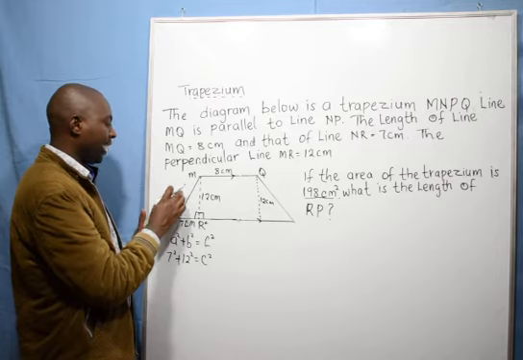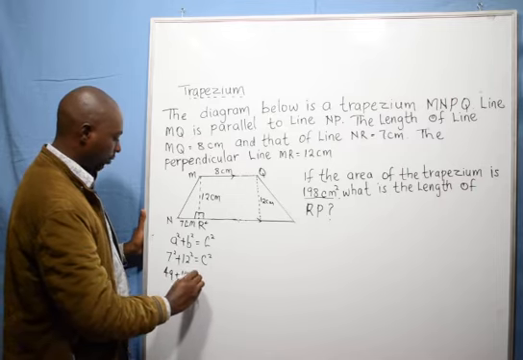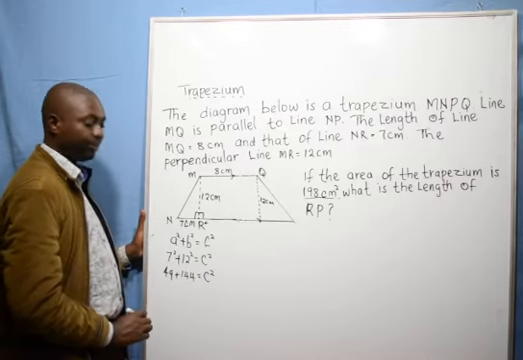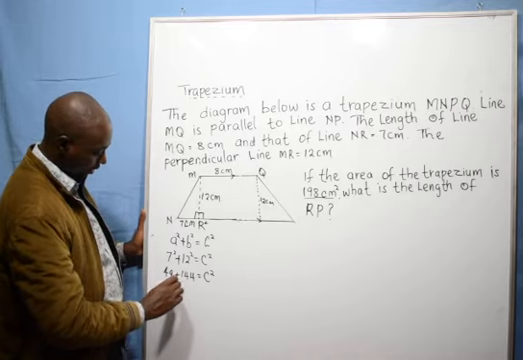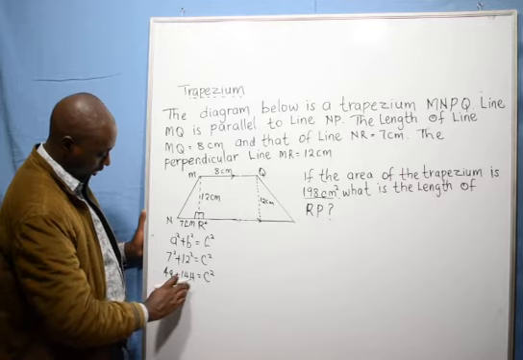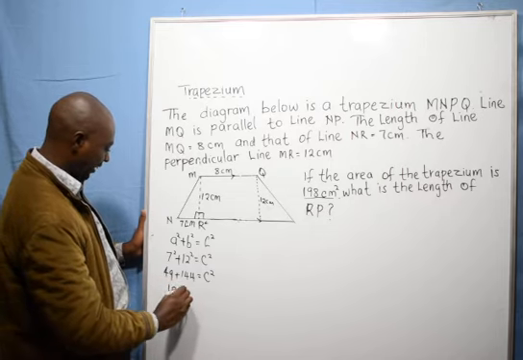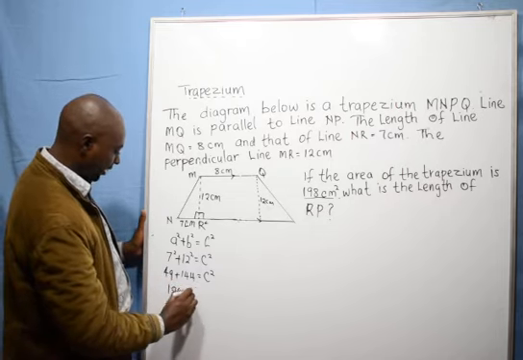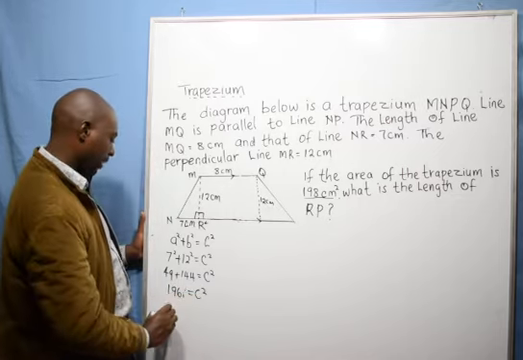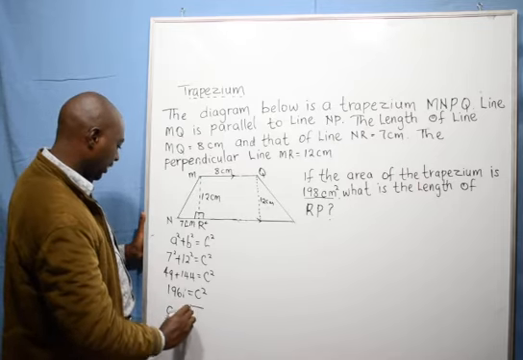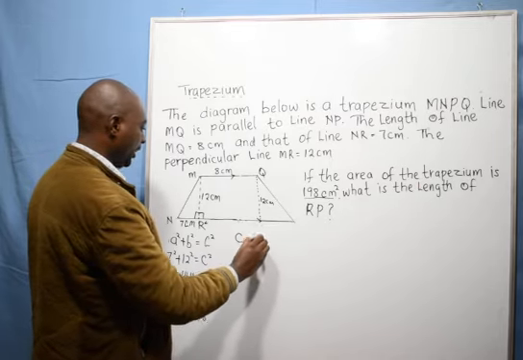I'm trying to look for this line, MN. Here we get 49 added to 144, and this will give me my c squared. After adding this, I get 193. Then you ask yourself, which number was squared to give you 196? Meaning, to get c, I simply take the square root of 196, and my c will be 14 centimeters.